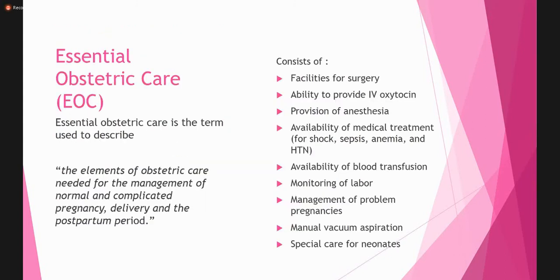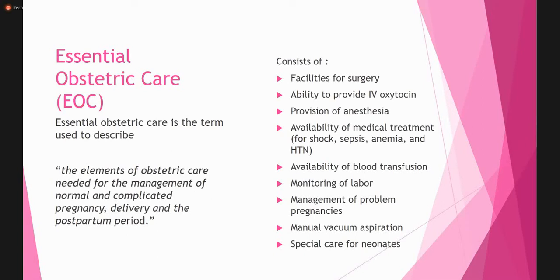Essential obstetric care is a term used to describe the elements of obstetric care needed for the management of normal and complicated pregnancy, delivery, and postpartum hemorrhage. So this is the whole set of care which is provided to the female. The elements are needed for the management of normal and complicated pregnancies, delivery, and even in the postpartum period. Because it's not like the mother gives birth to a child and then she's left. She needs postpartum care also.